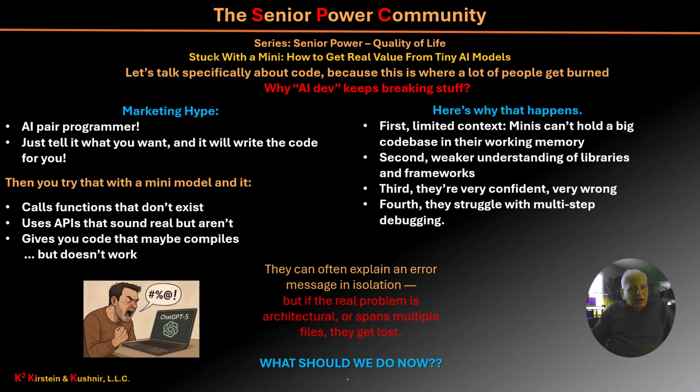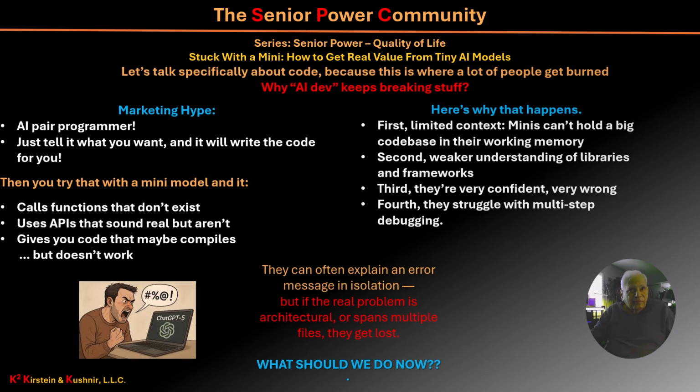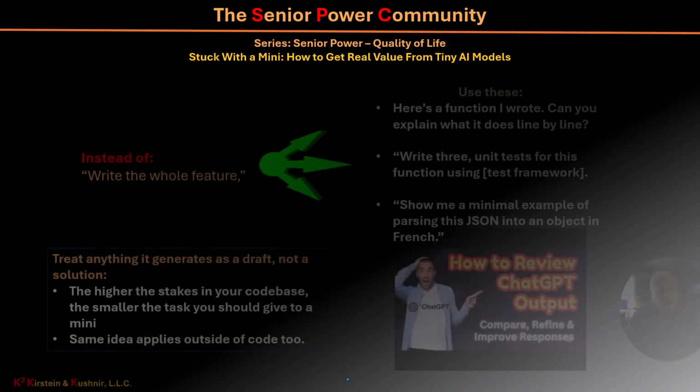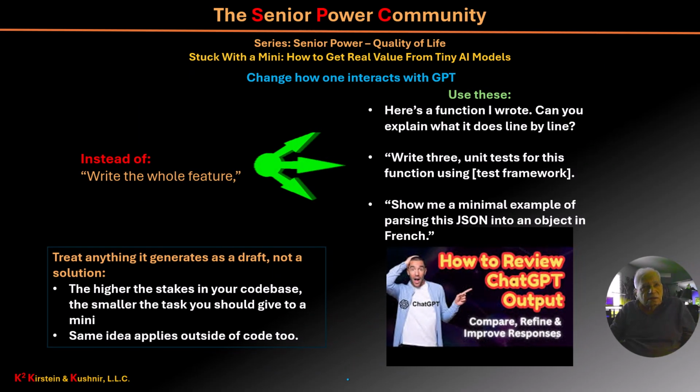Fourth, they struggle with multi-step debugging. They can often explain an error message in isolation, but if the real problem is overall architectural, spanning multiple files, they get lost. So what do we do now? So what do we do with all that?